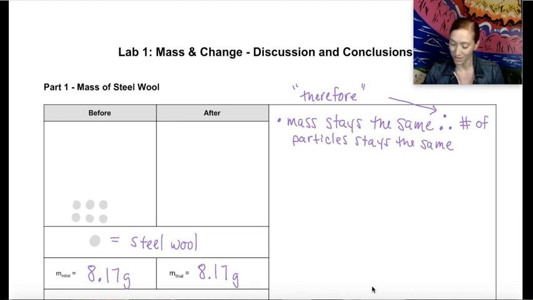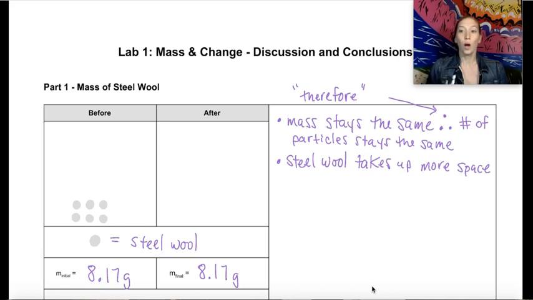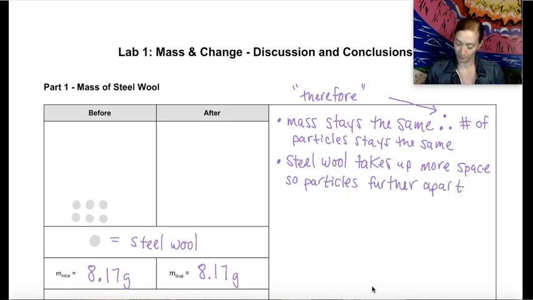Now, the thing that does change is the steel wool itself takes up more space. So what we want to show in our particle diagram is that our particles are the same in number, but they're further apart to represent that it's taking up more space. So we're going to write that down. Further apart.